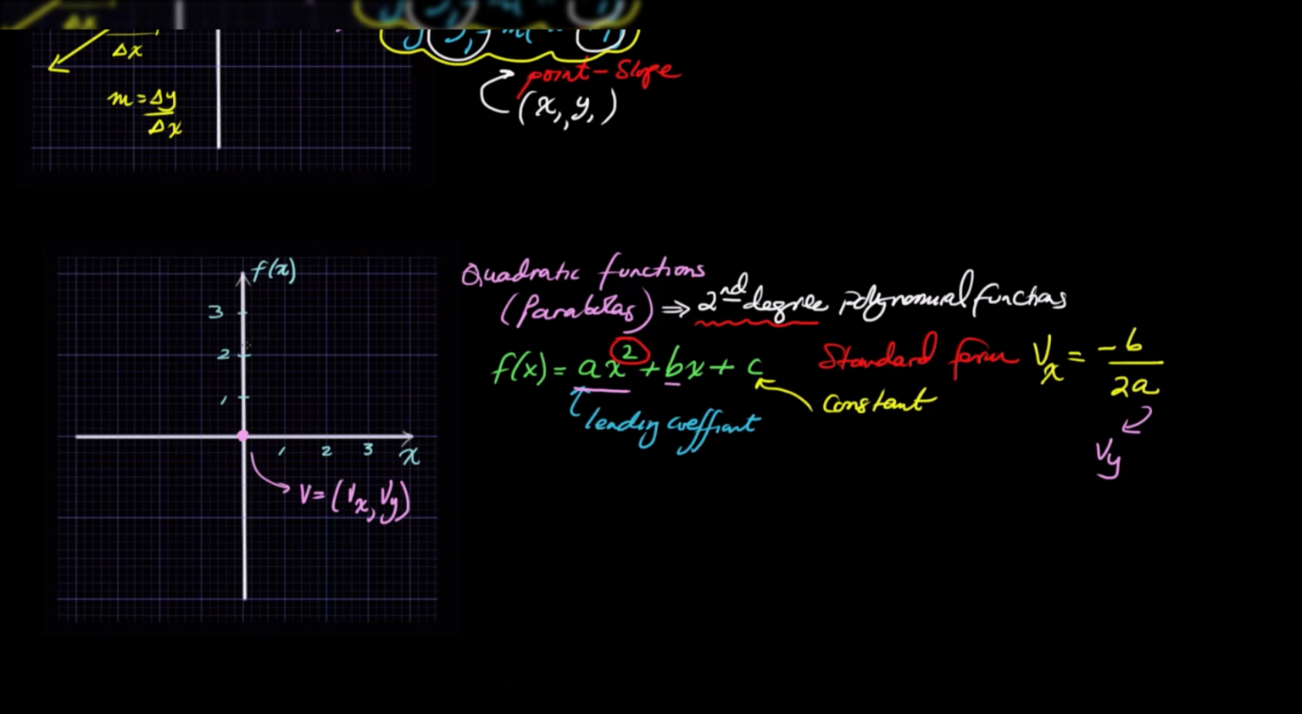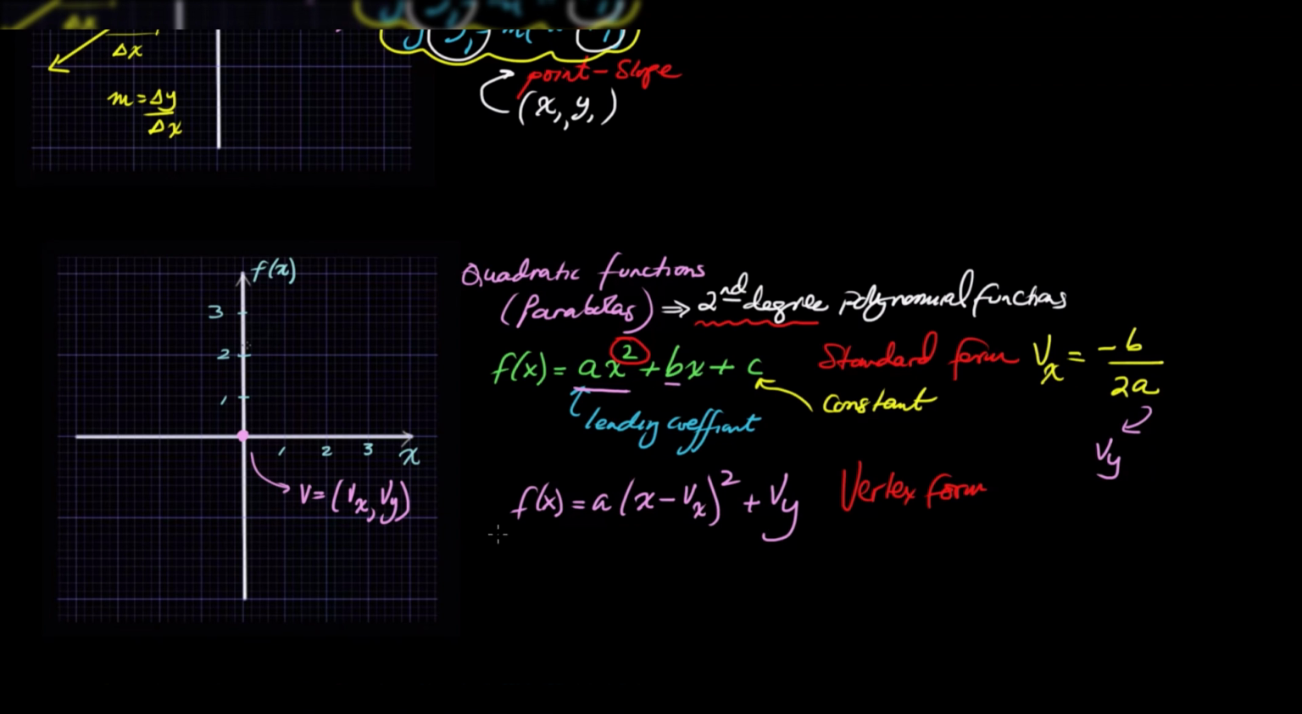Now the very useful form is this one that you also know: f of x equals a times the quantity x minus Vx squared plus Vy. Now this is the vertex form. The vertex form is very useful because it kind of gives you the vertex as a gift. Here's the x coordinate of the vertex, here's the y coordinate of the vertex. So the vertex form gives us the vertex, right?